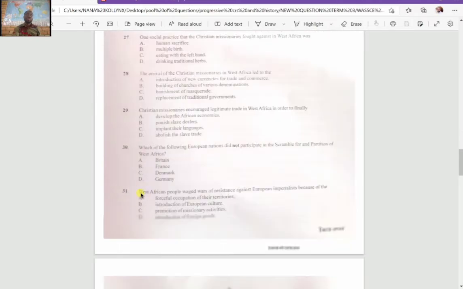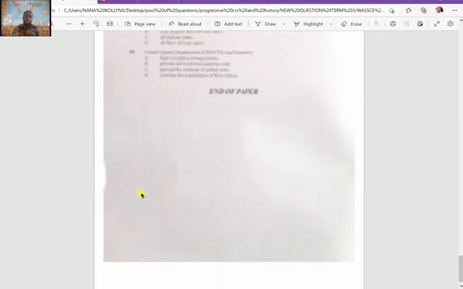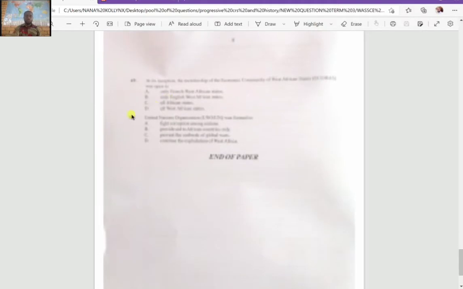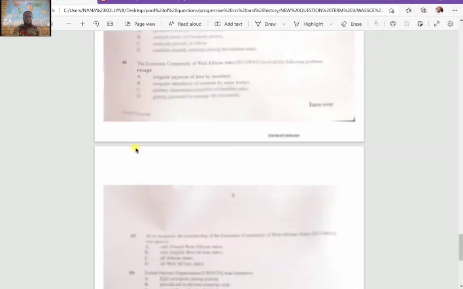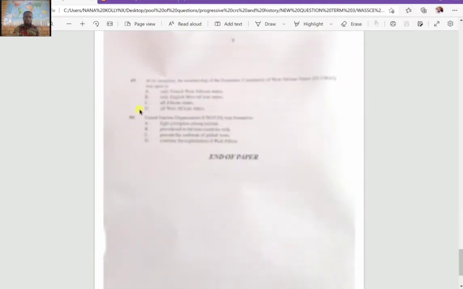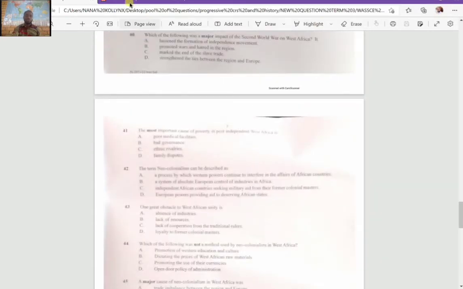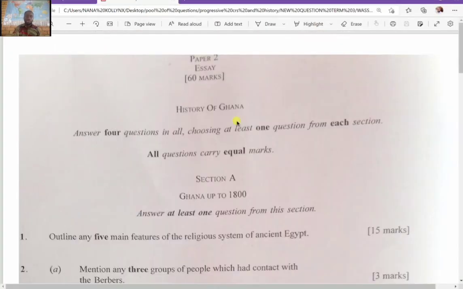This paper you are looking at is the 2021 WASSCE history paper, which was last year. You have seen it here. We have the last number here, which is supposed to be 50 questions. So we have 48 here, of course 49, and then we have 50 here. So that is going to be for paper A.